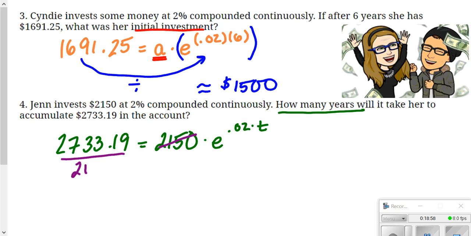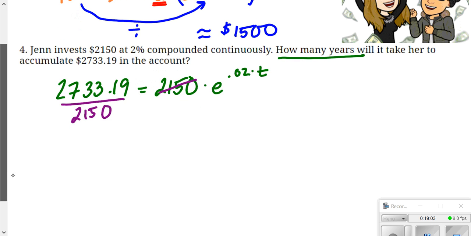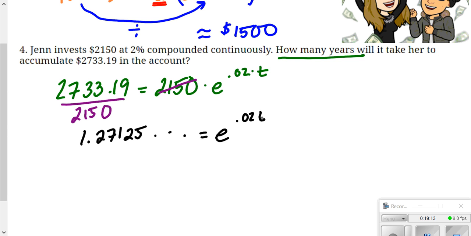So I'll just show my work a little bit here. Okay, and when I divided by 2150 on my calculator, I got that this side was 1.27125, and so on. And this side is e to the 0.02 times t. This is what I'm solving for. So since what I'm solving for is up in the air, I need this to be log form. So personally, I just think of taking natural log of both sides. You might think of it in terms of I just am switching form. Right, so put it in log form one way or the other.